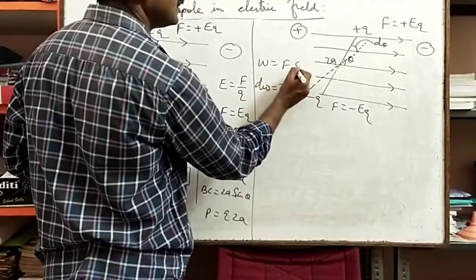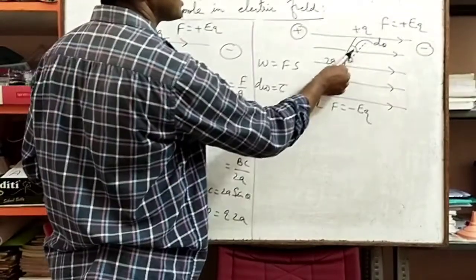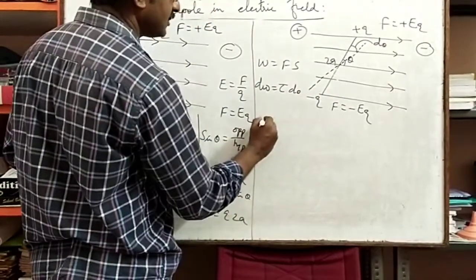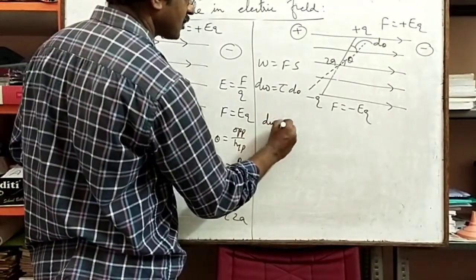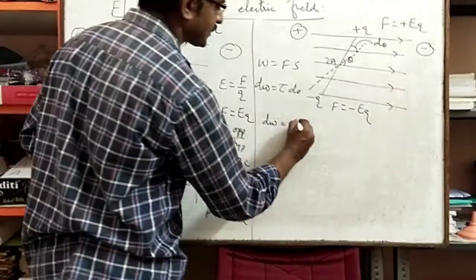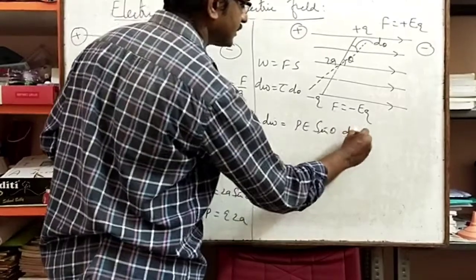Here, force is for linear displacement. Here it is angular displacement d theta. Therefore, tau into d theta. Then the partial work done dW is equal to tau d theta, where tau is equal to PE sin theta. So dW is equal to PE sin theta d theta.